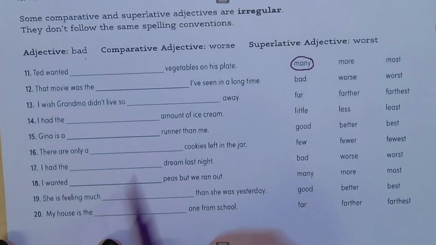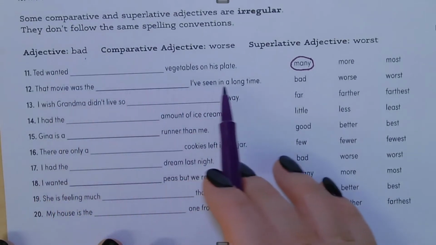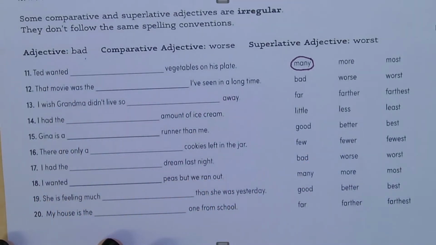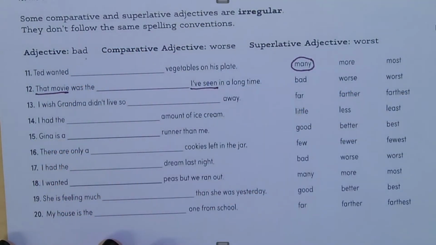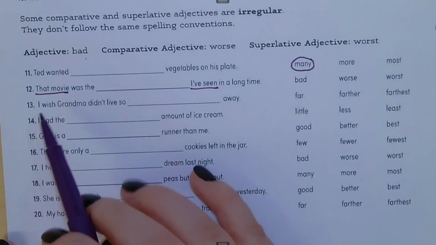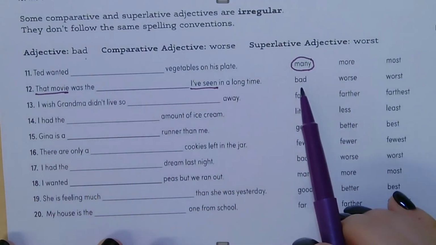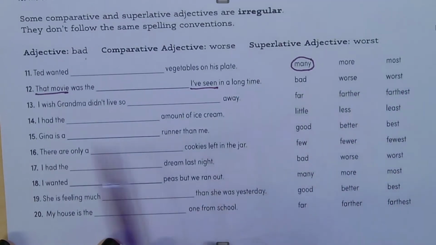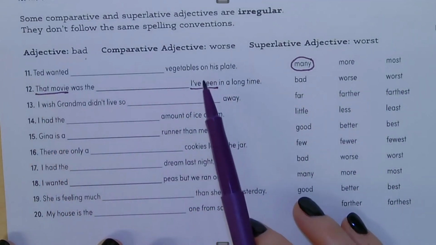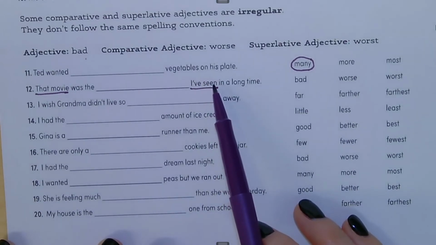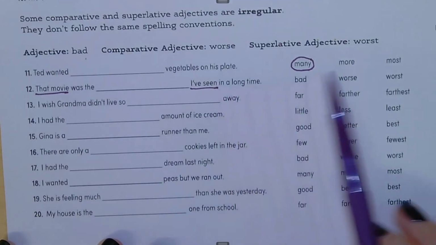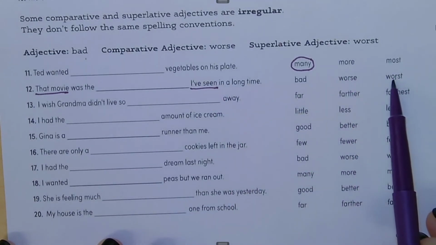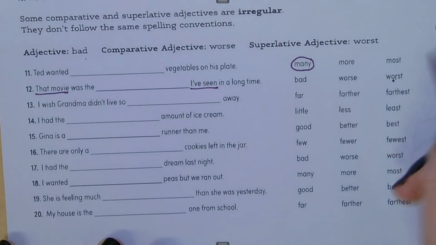Look at number 12. That movie was the blank I've seen in a long time. So we are comparing that movie to all the movies he's seen. We have bad, worse, or worst. If I'm comparing one movie to all the movies he's seen, then that means I'm comparing three or more things, which means it is going to be a superlative adjective, which would be all the way over here, worst. Let's try it. That movie was the worst I've seen in a long time.